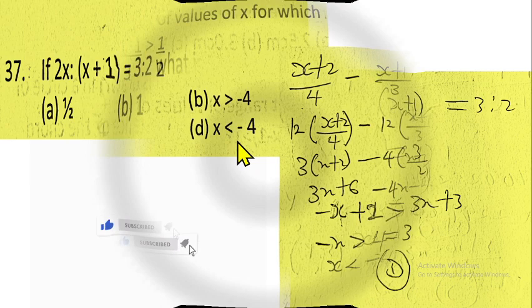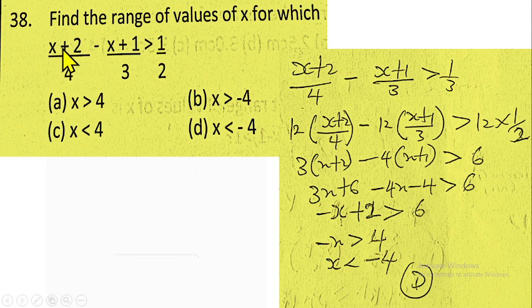Question number 38. Find the range of values of x for which (x plus 2) over 4 minus (x plus 1) over 3 is greater than 1 over 2. This is also for more inequalities. So we can clear the denominator by multiplying through by the LCM, which is 12. So we multiply through by 12. We have this. Then 4 in 12 gives us 3. You have 3 into x plus 2. 3 into 12 will give you 4. Then 2 can go in 12 is 6. If you open the bracket, you have 3x plus 6 minus 4x minus 4 greater than 6.